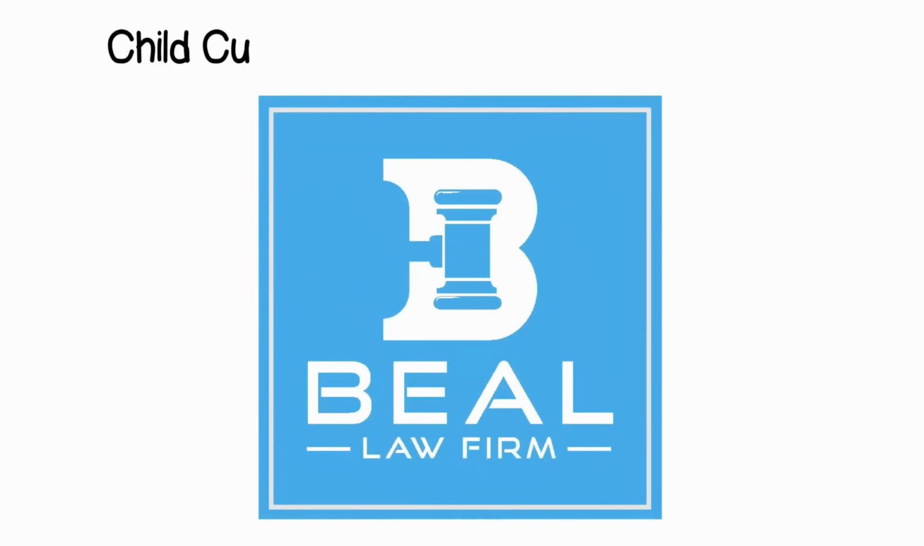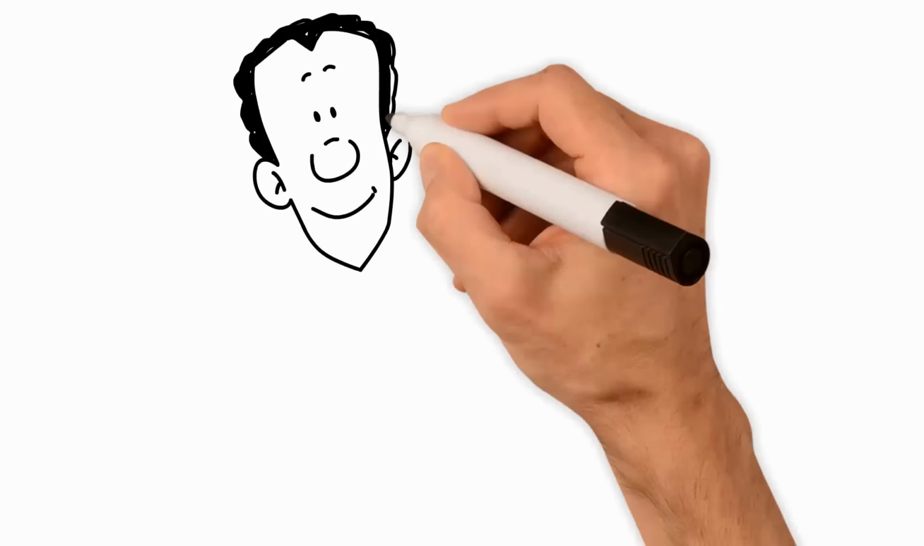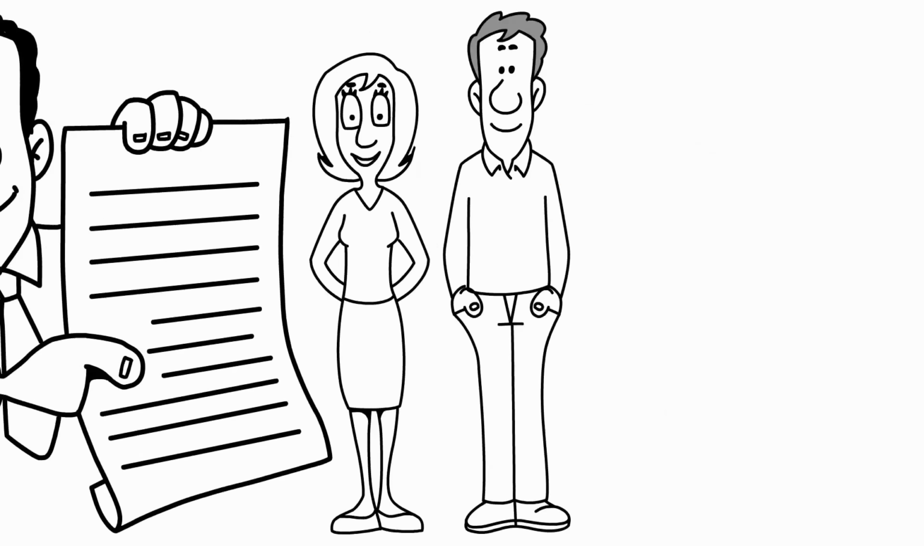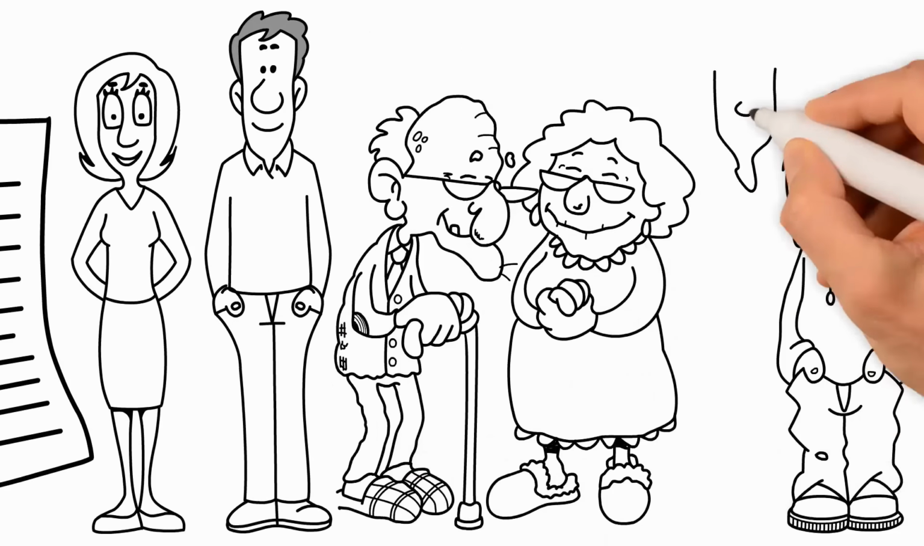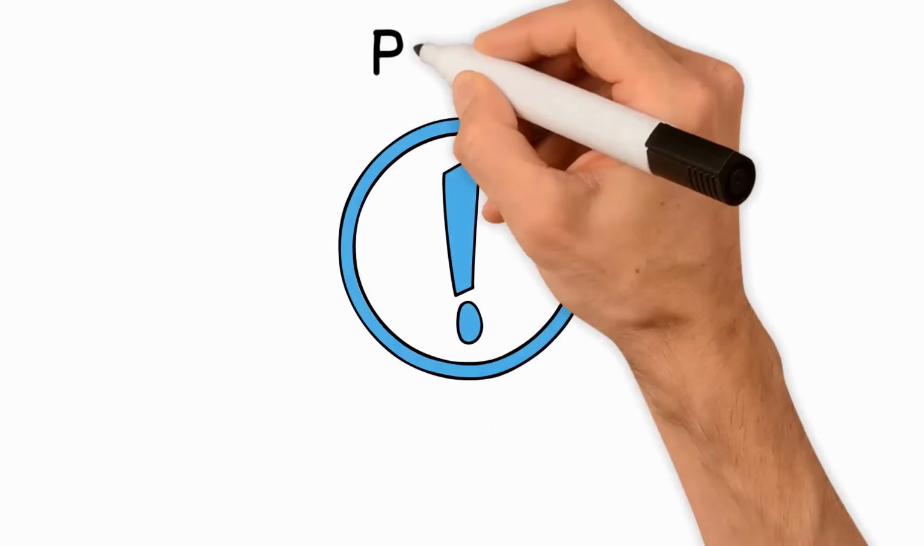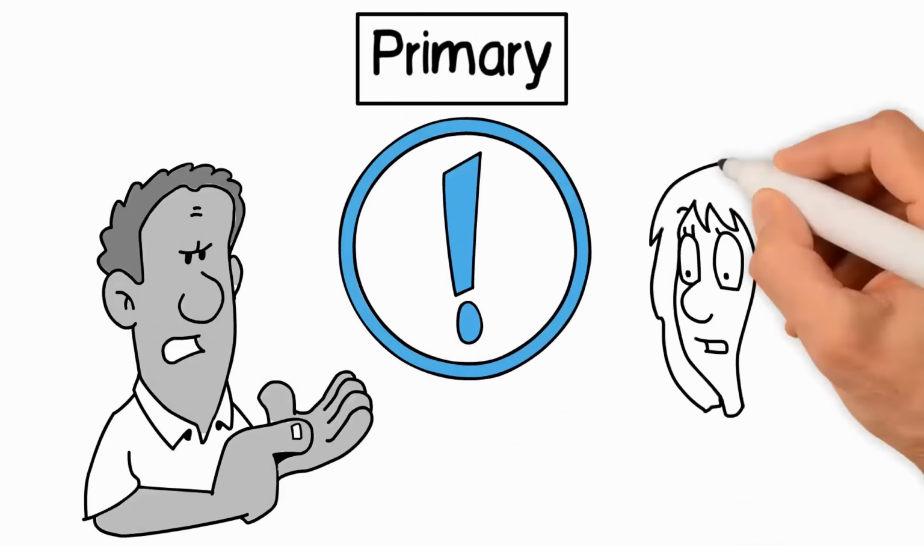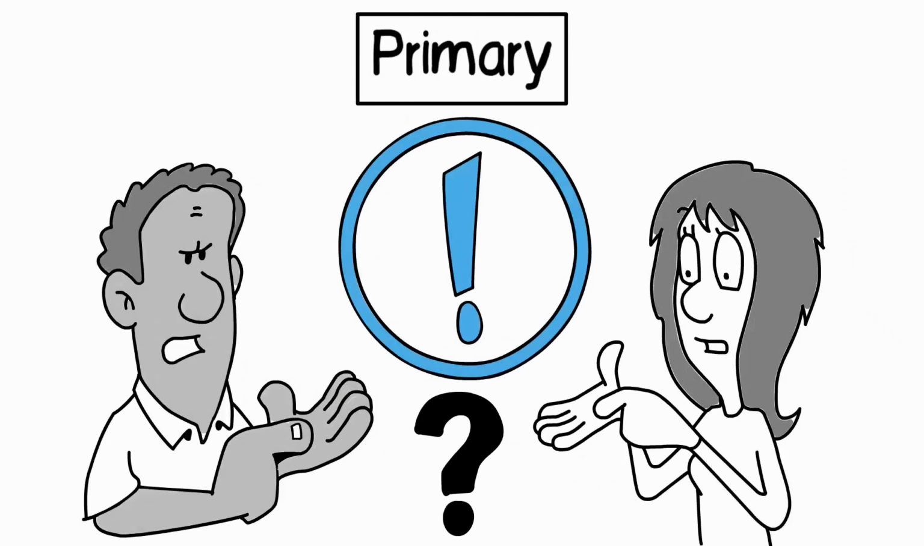Child custody in Texas. What is winning? Custody orders list the rights and duties of the parents, grandparents, and others that have been named as conservators. The most important of the rights is that of being named as the primary. These days, a custody battle is a battle over who will be named primary.